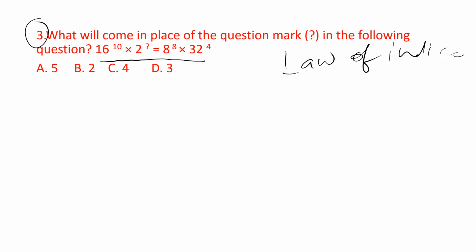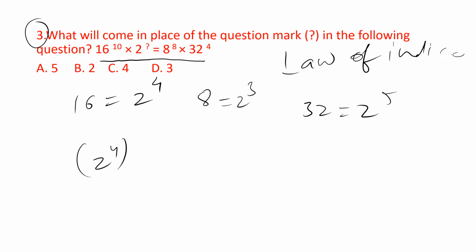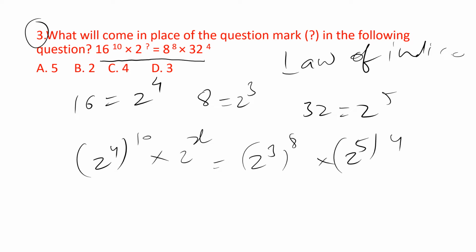So here 16 power 10 into 2 power some unknown value is equal to 8 power 8 into 32 power 4. If you clearly observe this equation, all these are powers of 2. So we can express 16 as 2 power 4, 8 as 2 cube, and 32 as 2 power 5. Now I'm going to substitute these: (2 power 4) whole power 10 into 2 power x is equal to (2 cube) whole power 8 into (2 power 5) whole power 4.